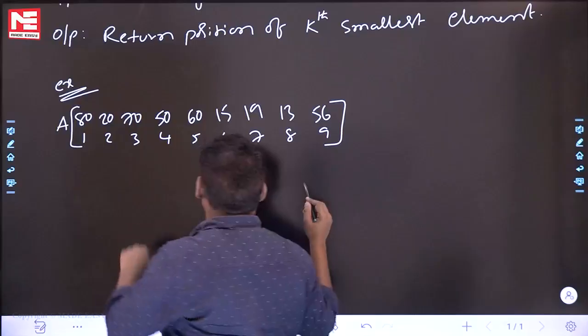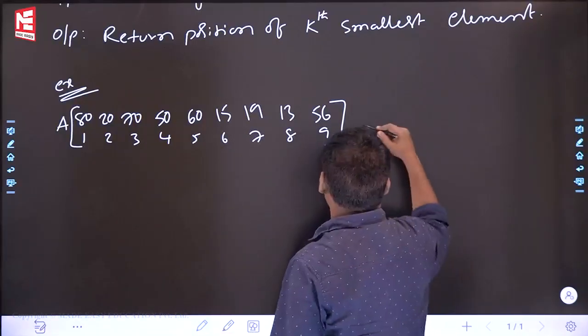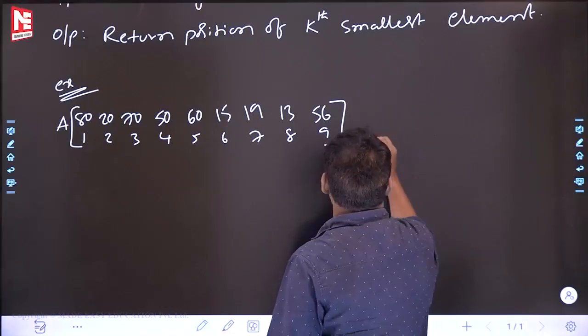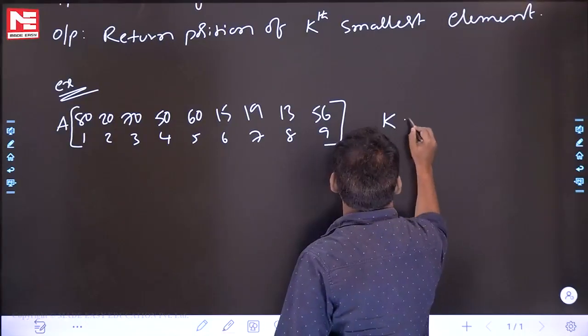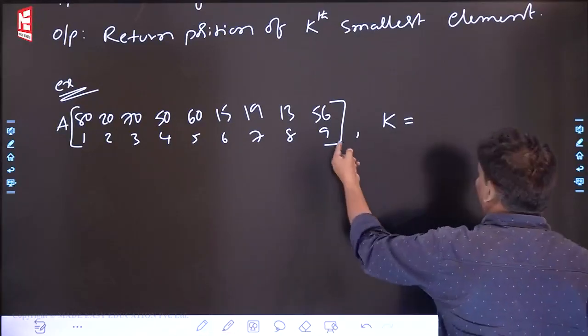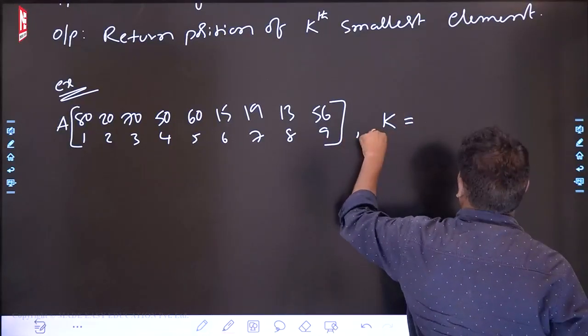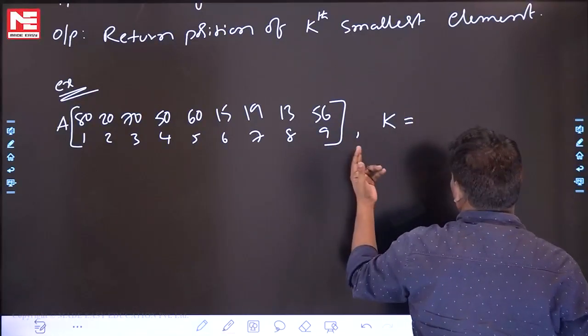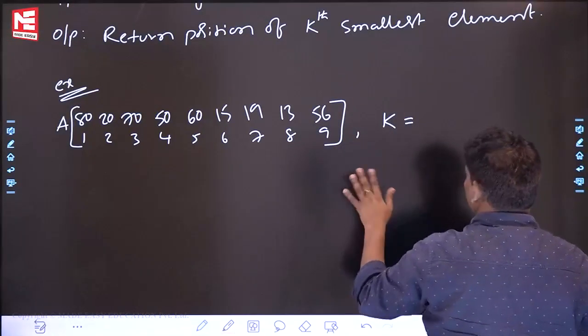What is the one more input required for this problem? You want to find the kth smallest element, so some k is also required. K is equal to, within a few minutes I will fill that also. If k is 5, fifth smallest element. If k is 3, third smallest element. If k is 9, ninth smallest element. Something like that will come.